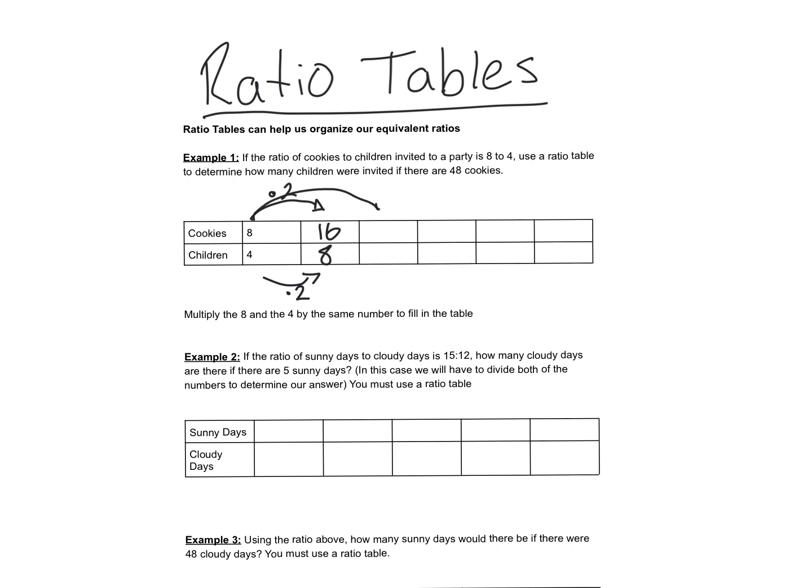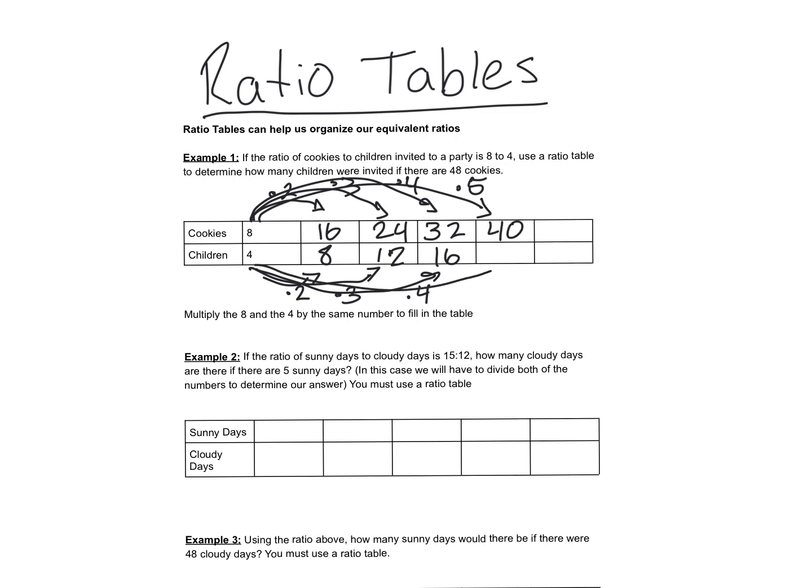Then I'm going to multiply it times 3. Both of those parts times 3. So 8 times 3 is 24. 4 times 3 is 12. Then I'm going to do times 4. So 8 times 4 is 32. 4 times 4 is 16. And then I'm going to multiply times 5, and I get 40. Multiply the 4 times 5 and get 20.